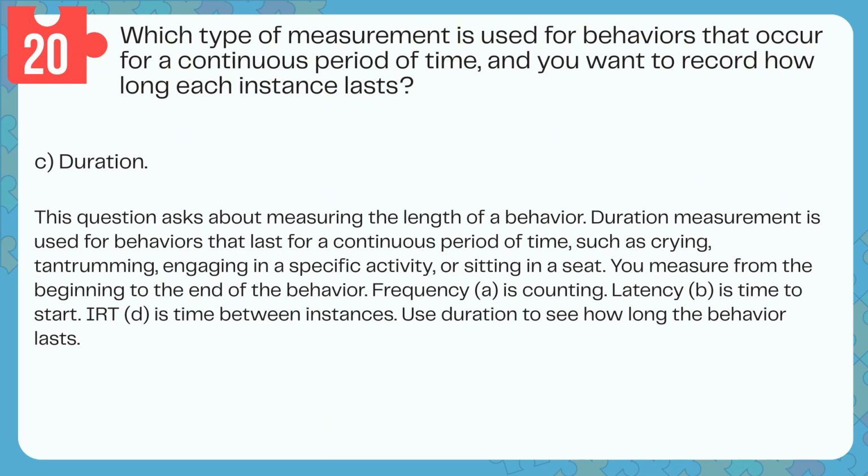Answer: C. Duration. This question asks about measuring the length of a behavior. Duration measurement is used for behaviors that last for a continuous period of time, such as crying, tantruming, engaging in a specific activity, or sitting in a seat. You measure from the beginning to the end of the behavior. Frequency, A, is counting. Latency, B, is time to start. IRT, D, is time between instances. Use duration to see how long the behavior lasts.